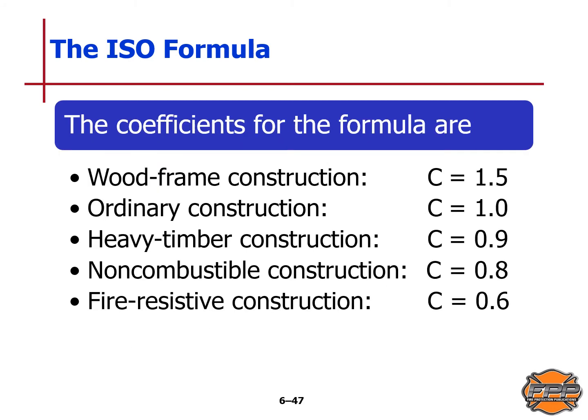So the coefficients for the formula are as follows. For wood frame construction, the coefficient is 1.5. These are the values assigned. Ordinary construction is 1.0. Heavy timber construction is 0.9. Non-combustible construction is 0.8. And fire resistive construction is 0.6. And what you can see is the higher the fire resistive capability of the construction, the lower the coefficient.